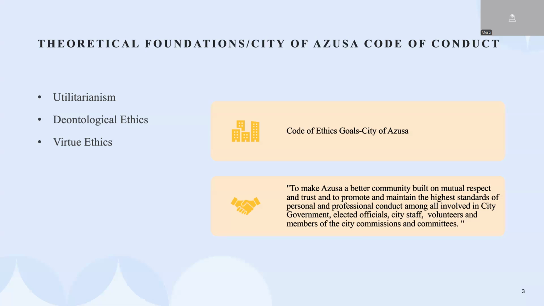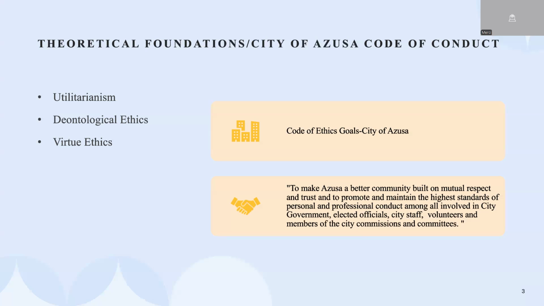So, with the importance of the Code of Ethics or the Code of Conduct for the City of Azusa, they have their goals listed as to make Azusa a better community built on mutual respect and trust, and to promote and maintain the highest standards of professionalism, of personal and professional conduct among all involved in city government: elected officials, city staff, volunteers, and members of the city commissions and committees.